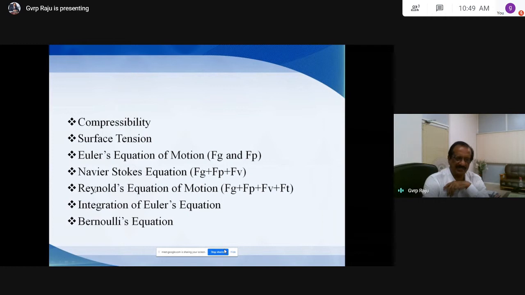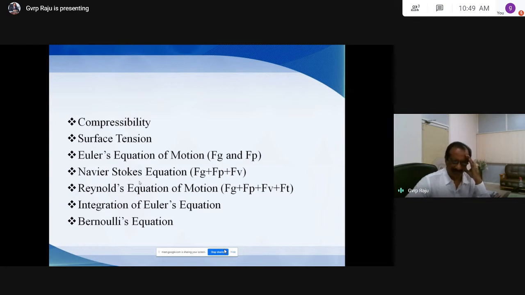The last equation is important for objective-type questions. That's why I am stressing this; we have objective questions on these equations. Reynolds equation of motion: suppose you neglect force due to compressibility and force due to surface tension, then the resulting equation is the Reynolds equation of motion.